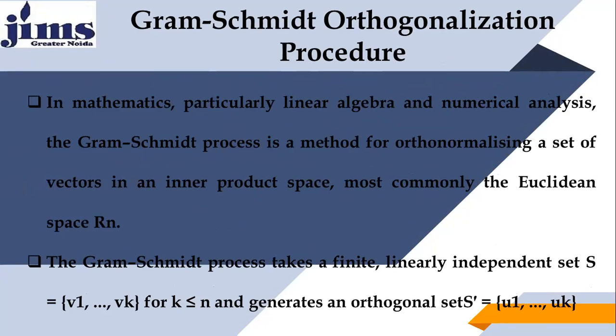In mathematics, particularly linear algebra and numerical analysis, the Gram-Schmidt process is a method for orthonormalizing a set of vectors in an inner product space, most commonly the Euclidean space Rn.